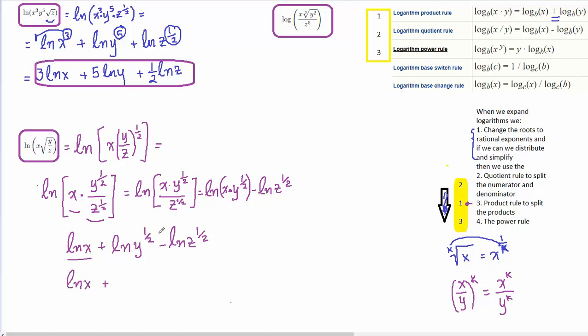But the second one has a power, it has an exponent. So using the power rule, I can bring the exponent down, and I can have 1/2 of ln of y minus, the same thing happens here, 1/2 of ln of z. And this will be my final solution for this problem.